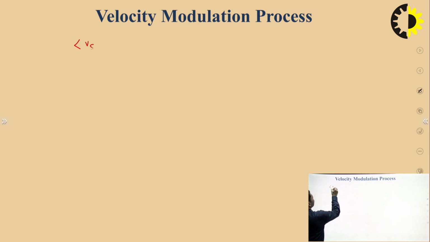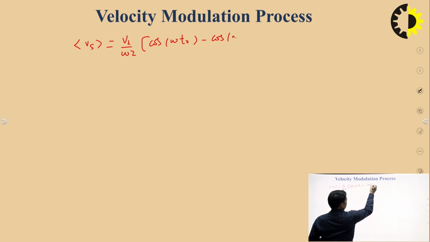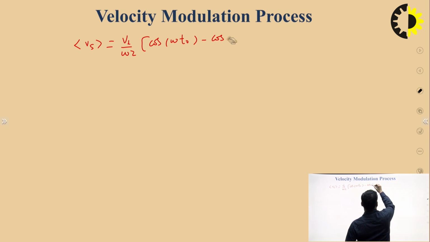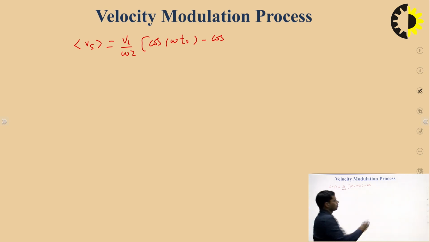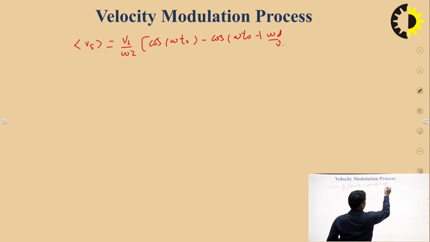So it will become Vs equals V1 upon omega into tau, cos of omega t naught minus cos of omega t naught plus omega d by V naught.